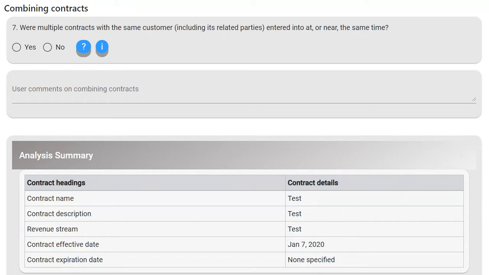As with all these videos, what you see on the screen is a software that we've developed at tasglobal.co. The purpose of the software is to help companies understand and implement the requirements of the standard. So moving now to combining contracts.